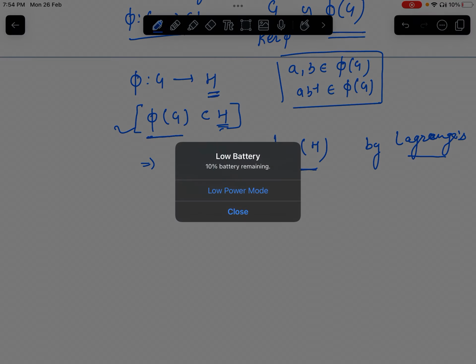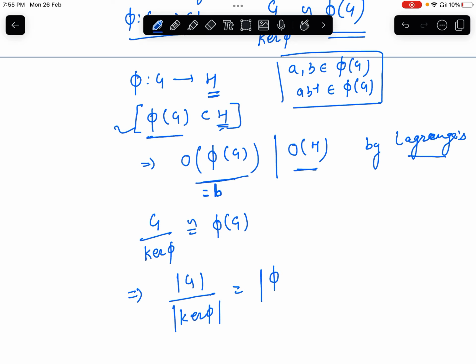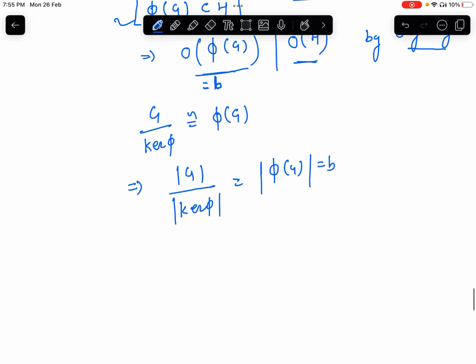And one more thing. Let us assume, for the moment, that the order of phi of G is equal to b. Now we will use the first fundamental theorem of group theory, which says that G mod kernel of phi is isomorphic to phi of G. That implies the order of G divided by the order of kernel of phi is equal to the order of phi of G, which is equal to b. That implies the order of G is equal to the order of kernel of phi times b.